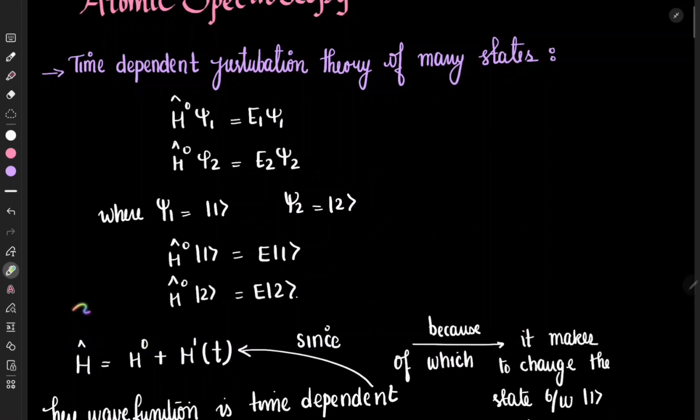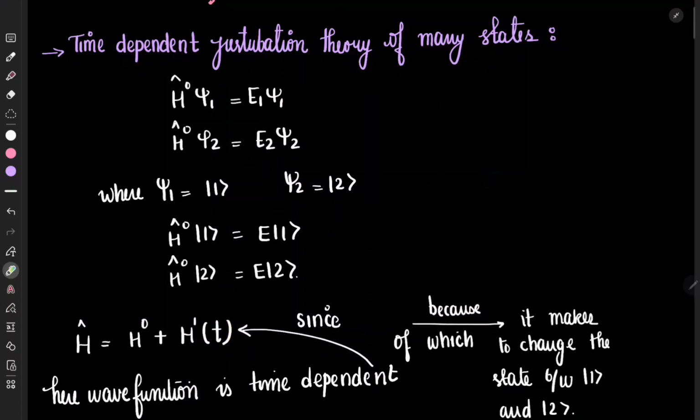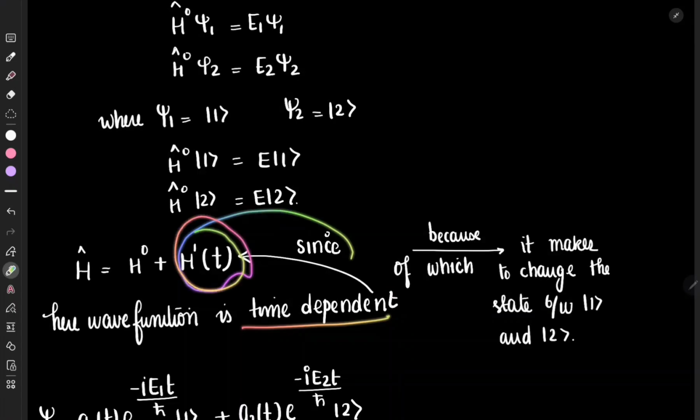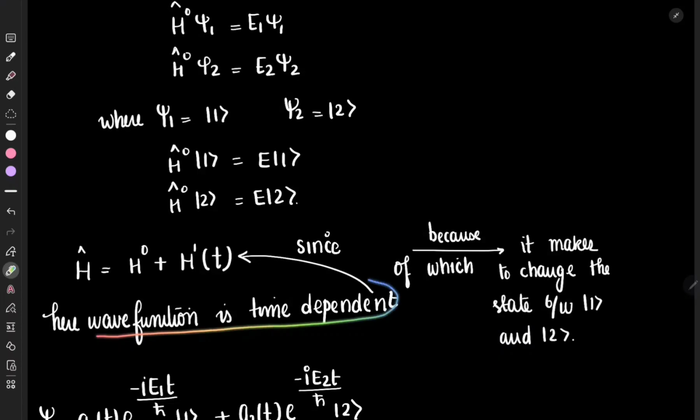So the total Hamiltonian is H is equal to H0 plus H1 of t, where H0 is the unperturbed part and H1 of t is the perturbation, and this is the total Hamiltonian. So here the wave function is time dependent since the perturbed Hamiltonian is time dependent. That's the reason why the wave function is time dependent.